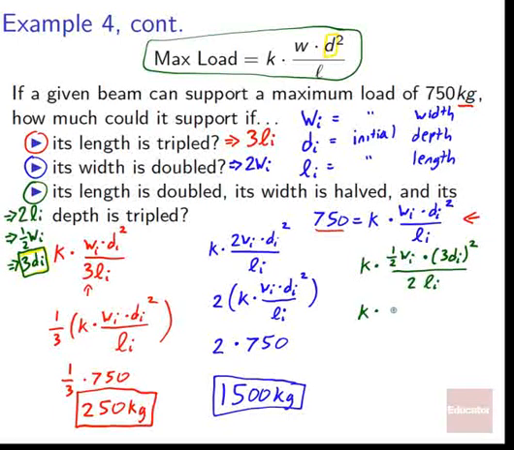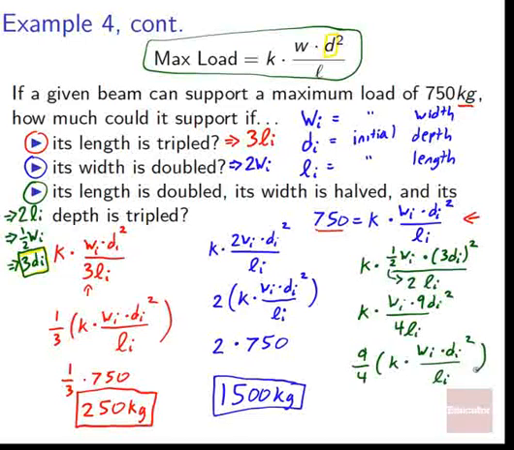So K times 1/2, let's pull the 1/2 down, and so we'll get Wi up here, but it'll be divided by 4Li, times 9 di squared. So we can pull out the coefficients and we'll get 9/4 K times Wi times di squared over Li. We know what that guy is. That guy's 750, so 9/4 times 750. Plug that into a calculator and we get 1,687.5 kilograms. And there we are.